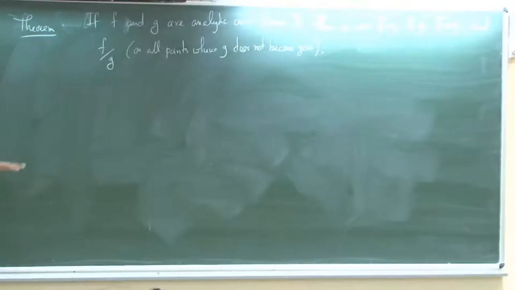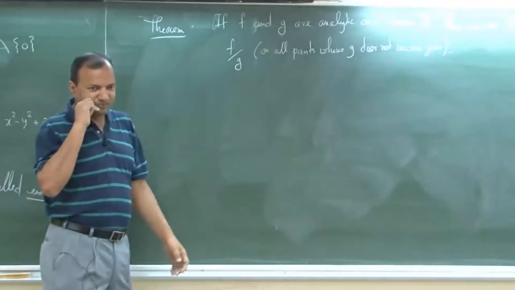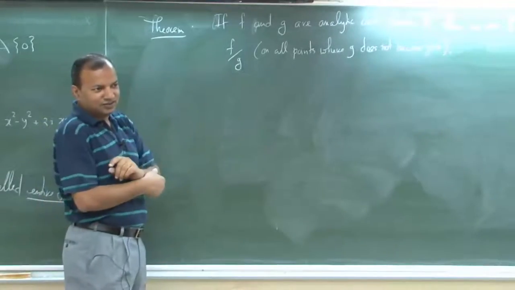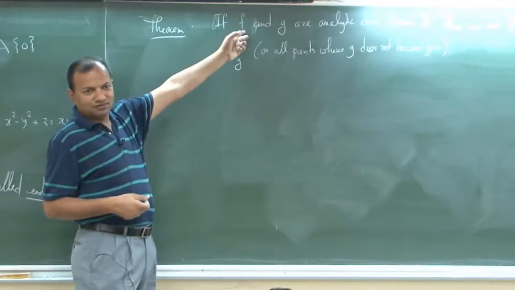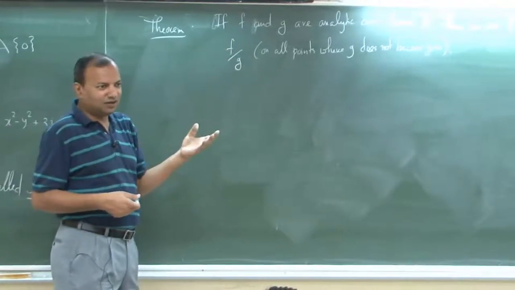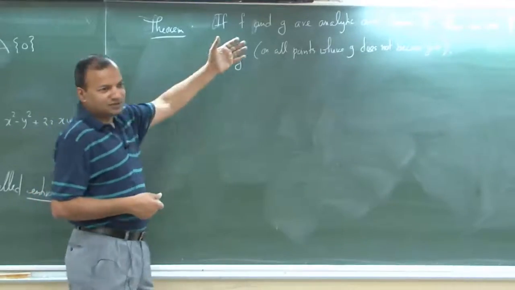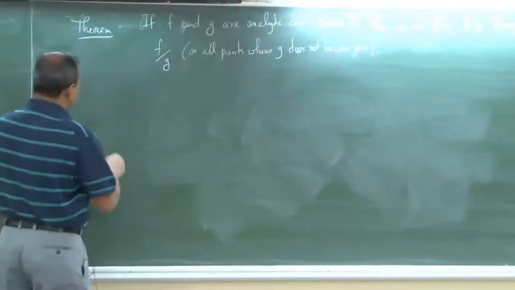The proof of this I will leave as an assignment problem. It is very simple. You just have to blindly follow through this. The same technique. You use f to be u 1 plus i v 1, g to be u 2 plus i v 2. Just do the operation and verify whether Cauchy-Riemann equations hold.